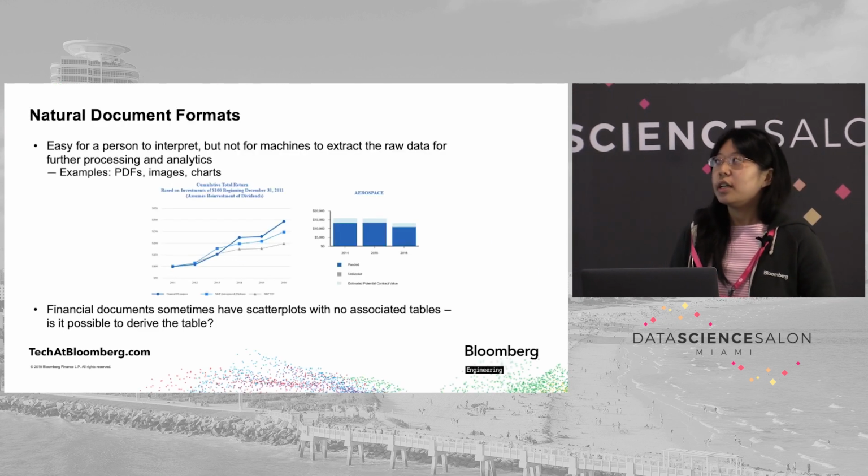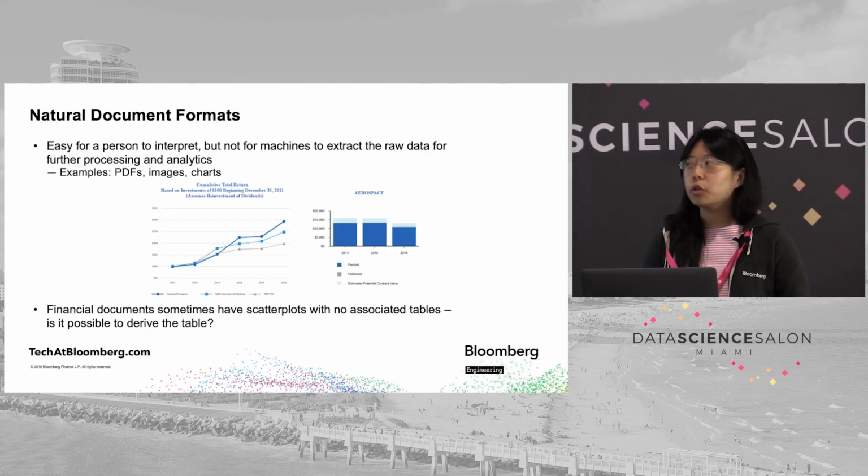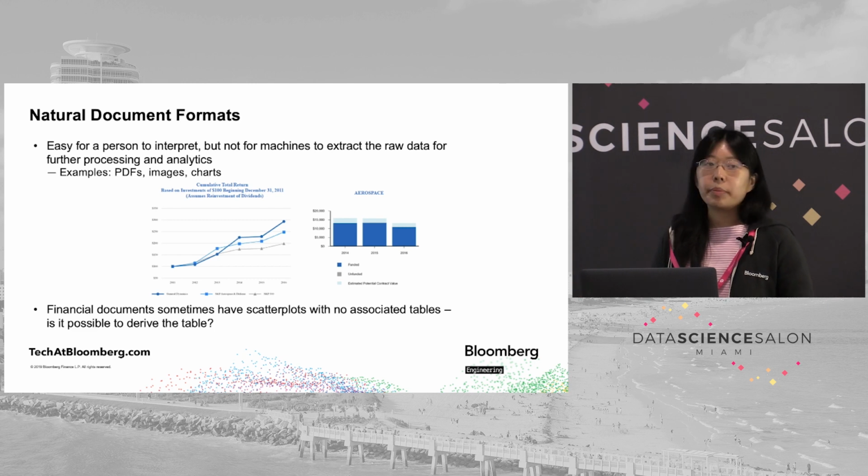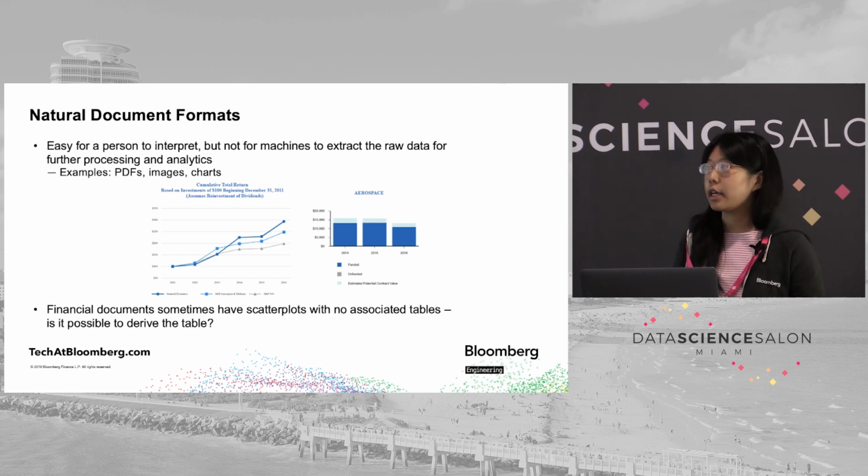Natural document formats are used to present data in a way that is easy for a person to interpret. Examples are PDFs, images, bar and line charts as shown here. But the challenge arises in how we extract the visual and spatial format. How do we extract the raw data that was presented in this chart? Because you may need this data for further processing and analytics.